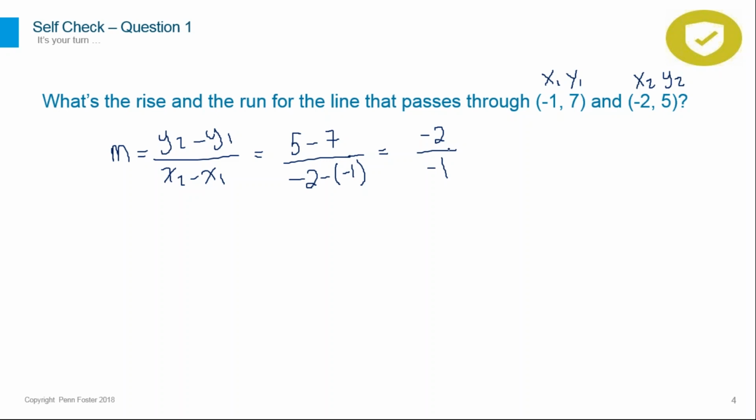We need to put our slope fraction or slope value in simplest form so we're able to find the rise and the run of that line. So -2 over -1, the simplest form for that is 2 over 1. So in this case, the rise would be the 2 and the run would be the 1. Again, to go from one point on this line to another point on the same line, you will have to go up 2 units and then to the right 1 unit.